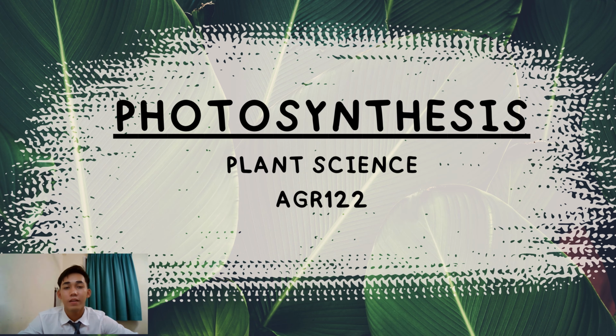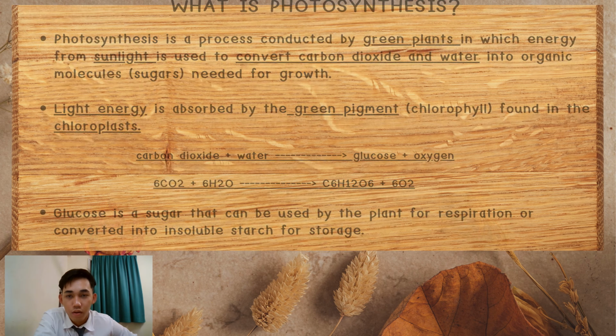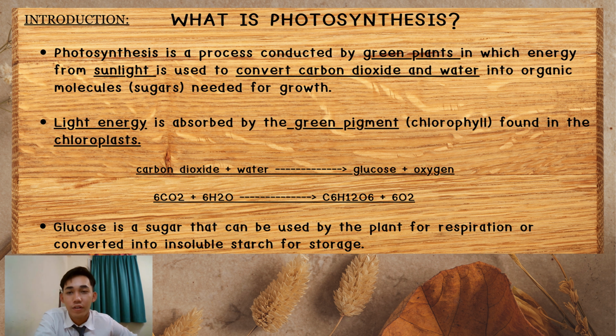Today I will present about photosynthesis. What is photosynthesis? Photosynthesis is a process conducted by green plants in which energy from sunlight is used to convert carbon dioxide and water into organic molecules needed for growth. Light energy is absorbed by the green pigment called chlorophyll.